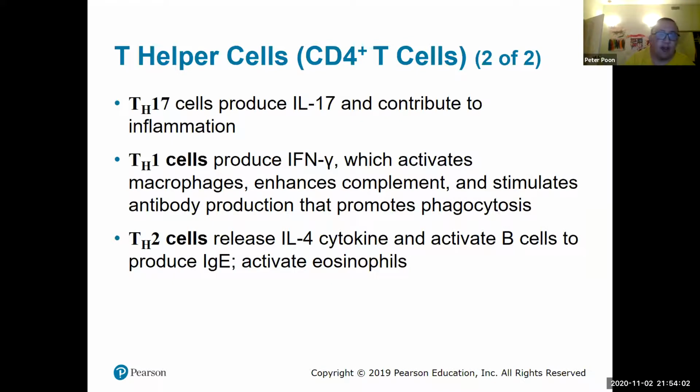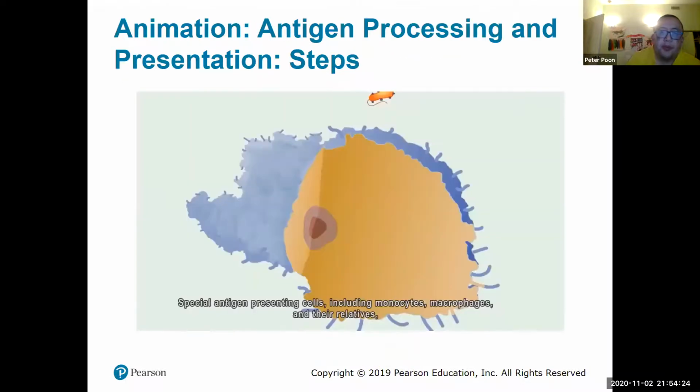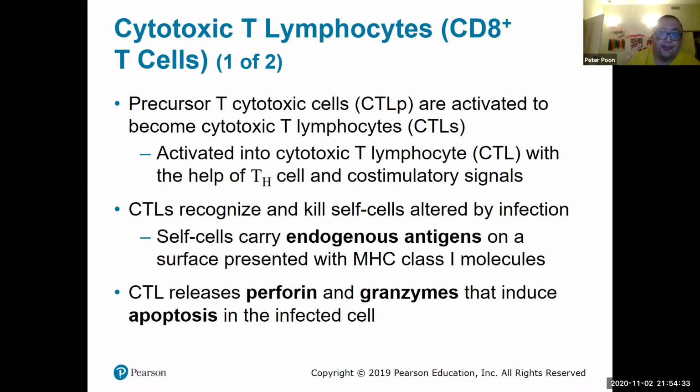You do not have to know the subclasses of Th1 and Th2. So T helper cells activate all these cells. You don't have to know about T regulatory cells. They usually suppress things.